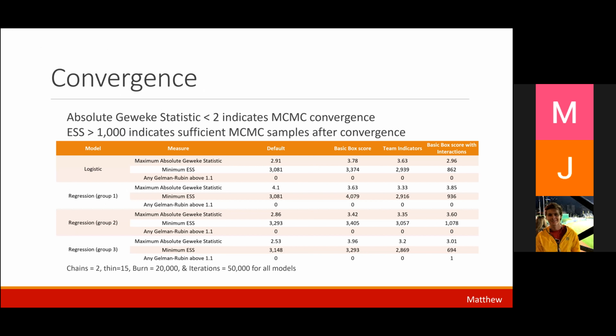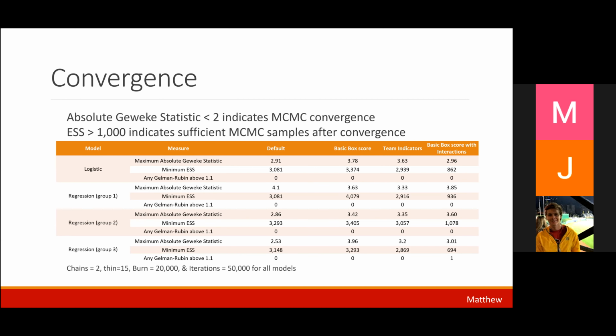So for convergence, we tested 4 different models using the likelihoods that we discussed previously. The default model includes not only the basic box score that was mentioned previously, but also the advanced statistics. So think of player efficiency rating, usage percentage, that kind of stuff. The basic box score is the same as mentioned previously. For team indicators, each team became its own categorical variable of 0, they played for them, or 1, they didn't. And that was to indicate what team signed what player. And then finally, the last model we checked was the basic box score with interactions.